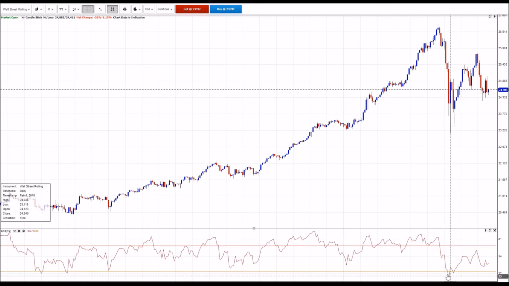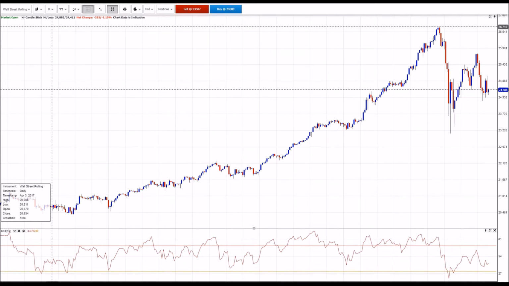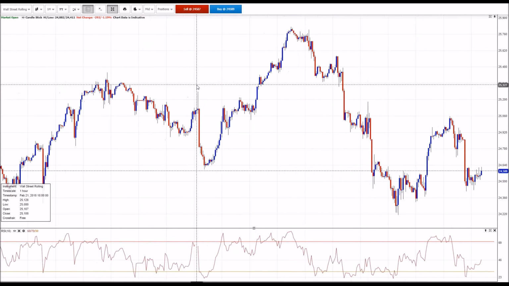So that's one use of the RSI, this simple overbought, oversold. And of course, this is a daily chart. If you want to, you could look at it on an hourly chart. You're going to get a lot more signals, and it's going to be a lot choppier, but people will use them on shorter term charts as well.